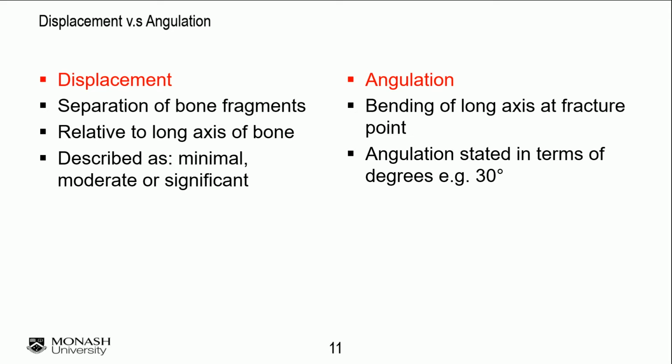And then at the fracture point, determine whether there's any bending of the long axis at the fracture point. So you want to look at angulation. And the angulation is stated in terms of degrees, for example, whether there's a 30-degree angulation at the fracture point.